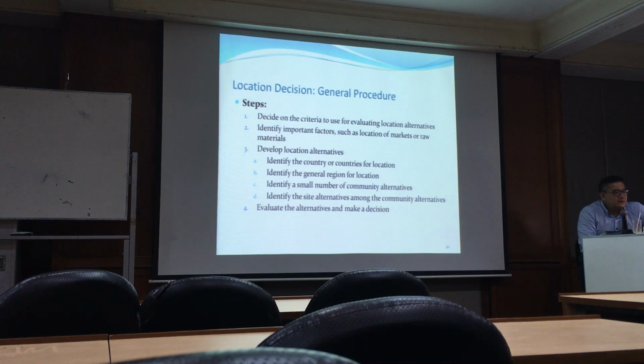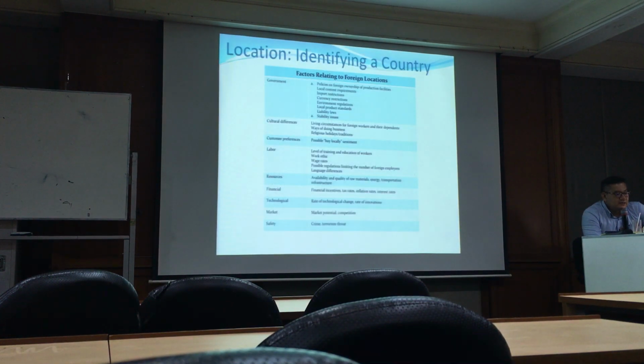And then you develop the alternatives, right? So identify the country that you're going to use for the location, define the region, or even a small number of communities, and also the site alternatives of those communities. And then you evaluate all alternatives and make the decision. Quite simple, quite simple. But when you try to identify, it's not an easy task. Right? You need to survey, you need to gather the information.